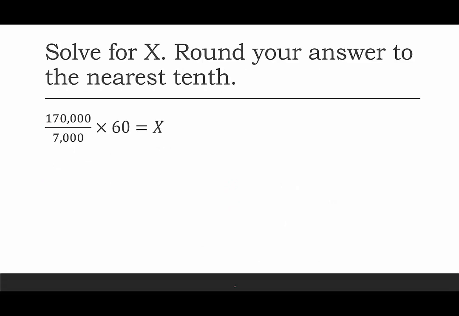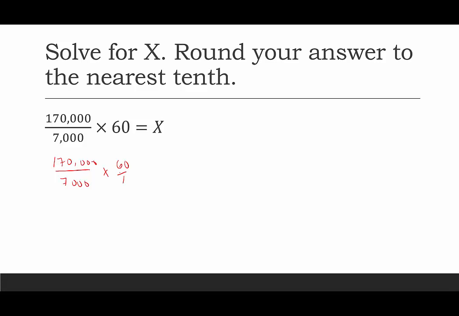Okay, let's get started. We want to solve for x, and we're going to round our answer to the nearest tenth. So the first thing I want to do, anytime I see one single fraction, let's turn everything into a fraction. So this is going to be 170,000 over 7,000 times, and how do we turn 60 into a fraction? We put it over 1.